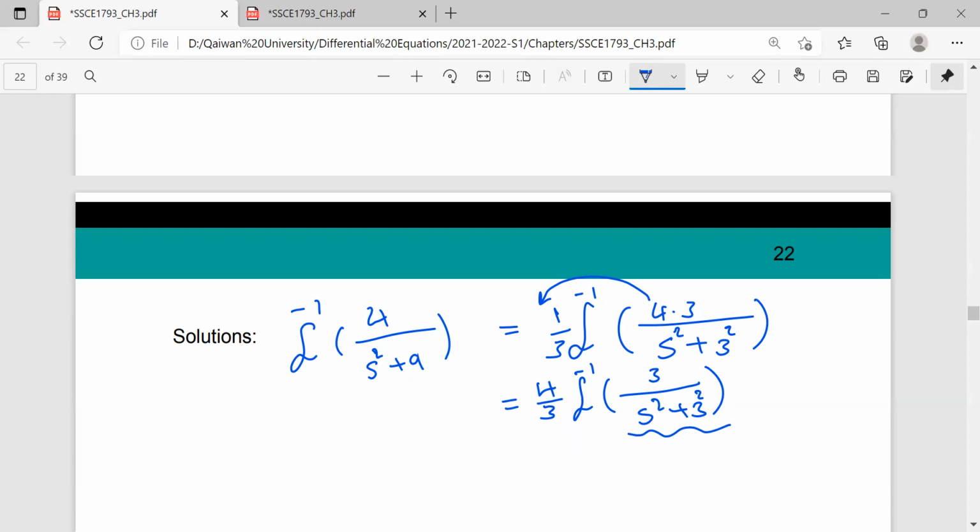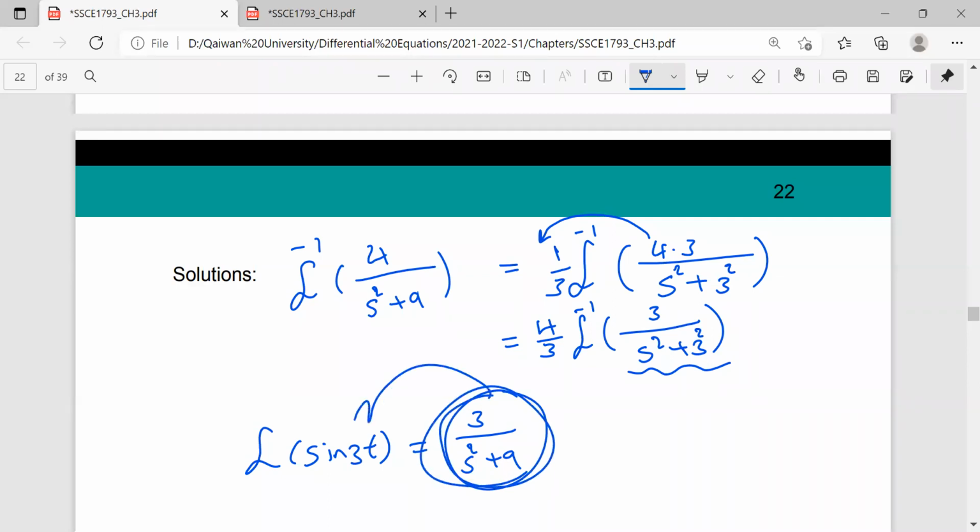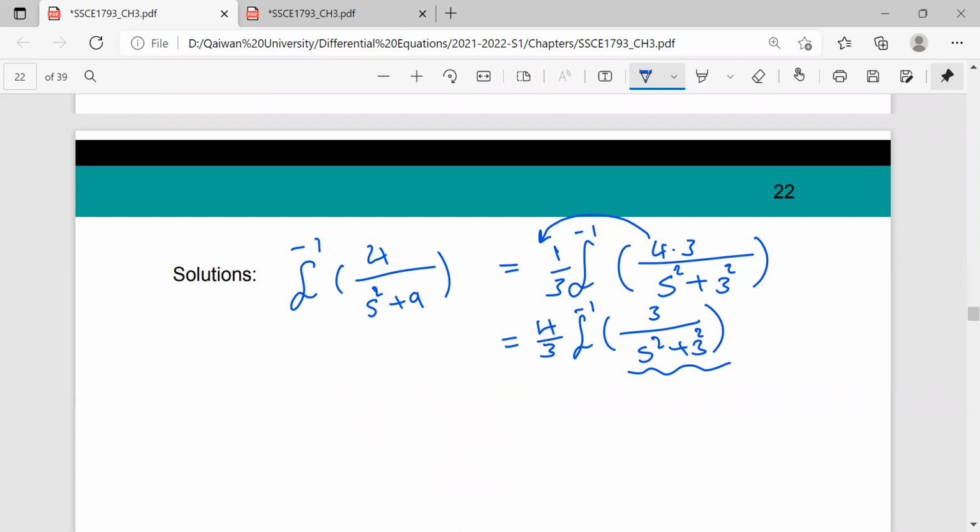We say the Laplace of sine 3t equals 3 over s squared plus 9. So the Laplace inverse for this function is sine 3t. That means it equals 4 over 3 times sine 3t, the Laplace inverse for this part. So that's the result. It's easy. It's only applying the rules, nothing else.